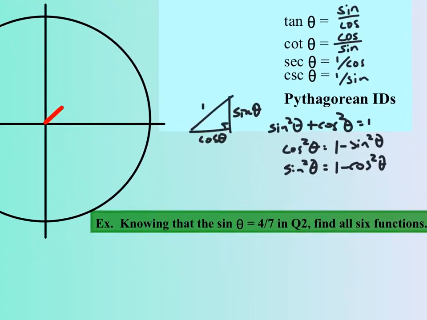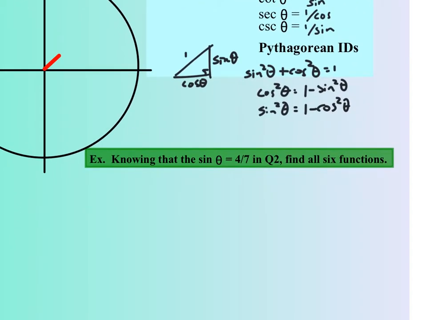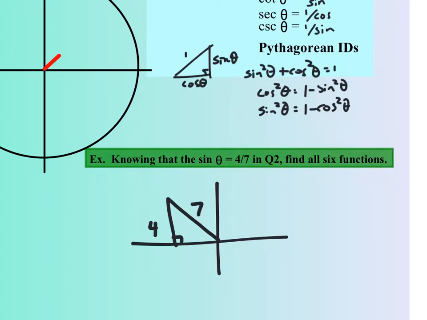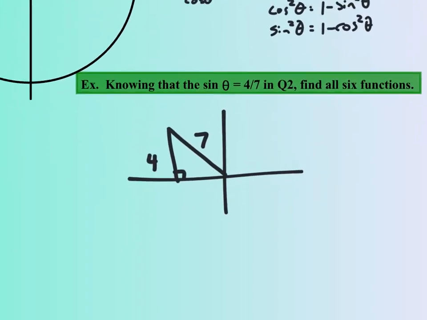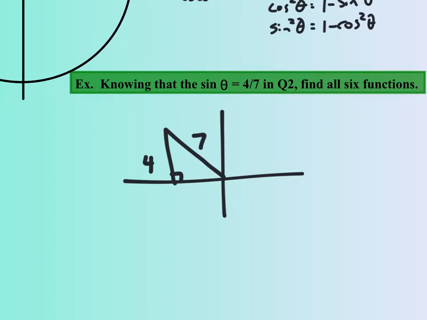All right, so let's take a look at this. Knowing that the sine of theta equals 4/7 in quadrant 2. Okay, so I'm going to go quadrant 2 here. Sine is 4/7. Find all 6 trig functions. Okay, well, I'd have to find this side.